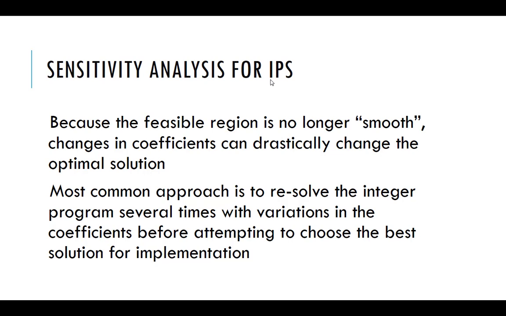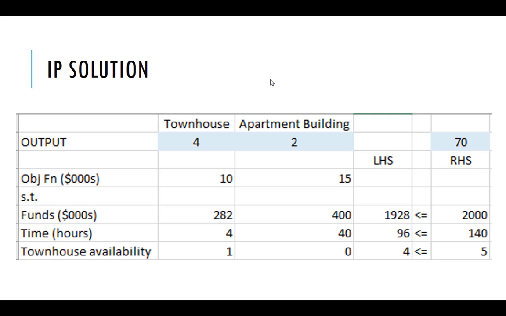So the most common approach to see how robust our MIP is, is to resolve the integer program several times with different variations in the coefficients. So instead of back here where we had $10,000 for the objective function for townhouses, what happens if that changes to $12,000? Do we still want to buy 4 townhouses and 2 apartment buildings? Or does the mix change? Or what happens if a townhouse really does not cost $282,000, but instead costs $312,000? Then what do we want to do?